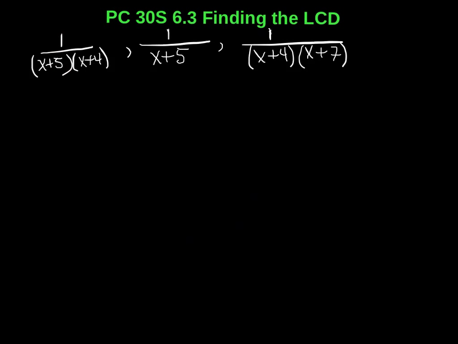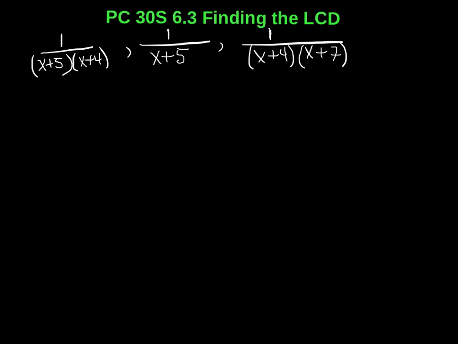Okay, so this question has 3 rationals again, and I want you to notice right off the bat that we've got an x plus 5 in this first one. We've got an x plus 5 in the second one as well. So they're sharing the same factor. Here we've got an x plus 4 in the first one and in the third one as well. So they're sharing that same factor. And then here we've got an x plus 7. I don't see an x plus 7 anywhere else in the denominator, so there's no sharing of that one.